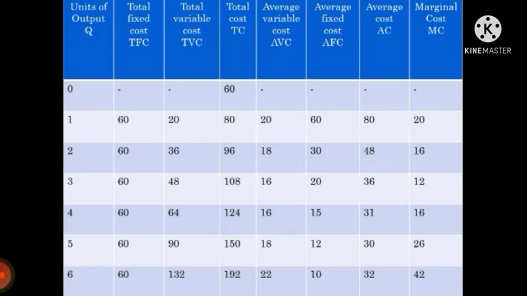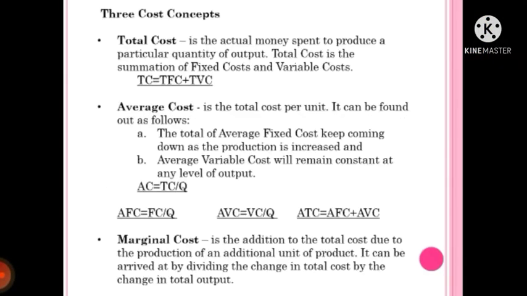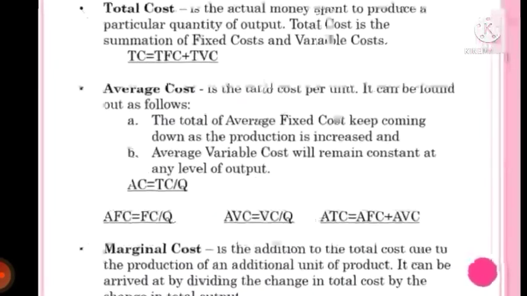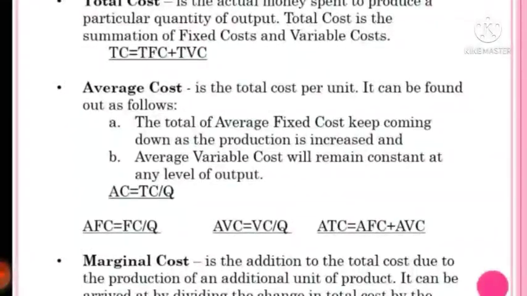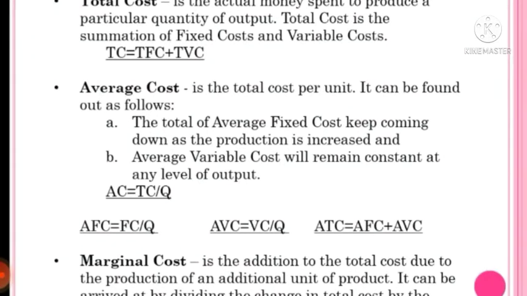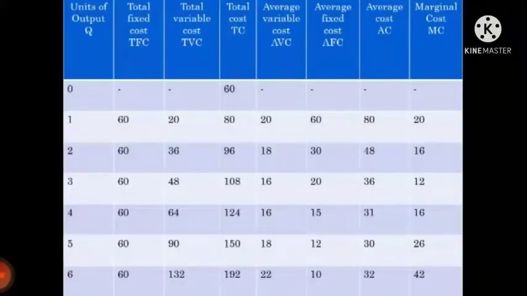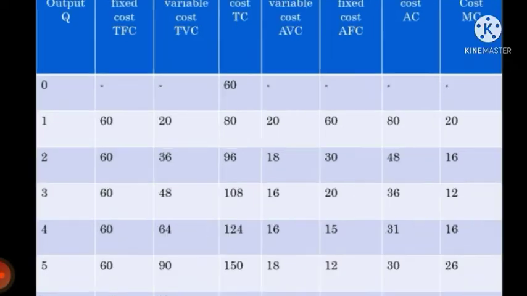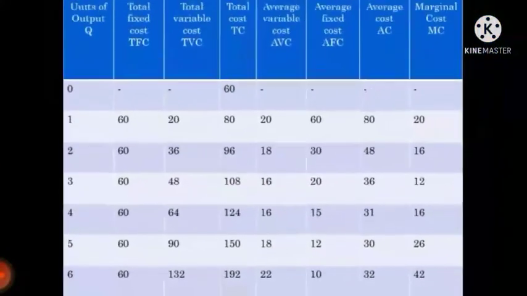Next, how do we get the average cost? To get the average cost, we need the formula: average cost equals total cost divided by quantity. To get the average cost at quantity 1, which is 80, you look at the total cost. The total cost at quantity 1 is 80. So 80 divided by 1 is 80.